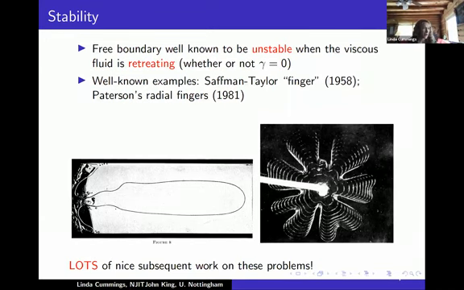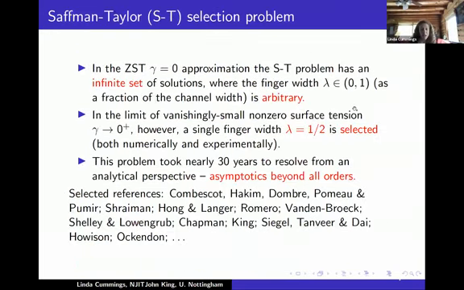And there's been a lot of nice subsequent work on these problems, far too much to mention here. But I should at least say a little bit about the Saffman-Taylor problem, even though that's not really the subject of this talk. But the Saffman-Taylor problem is especially well studied because of this puzzling selection issue.